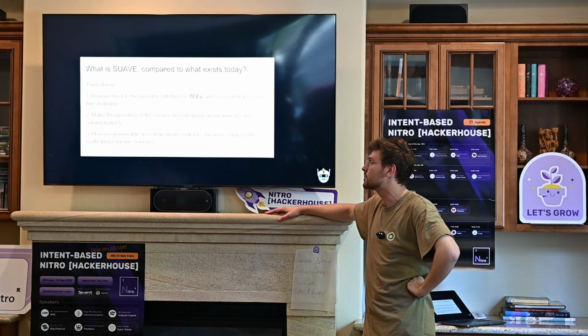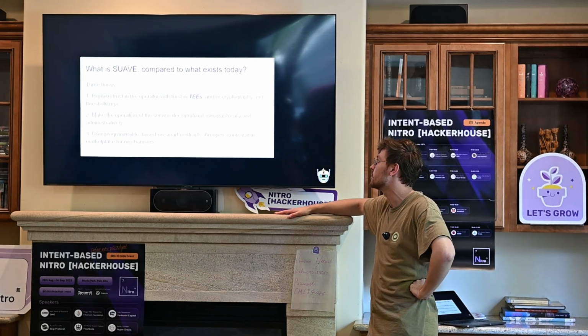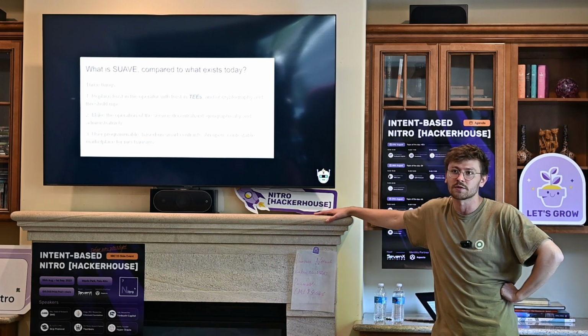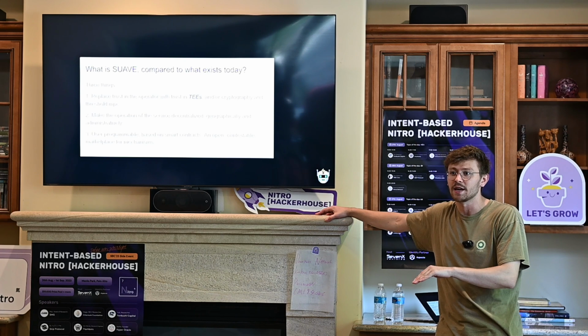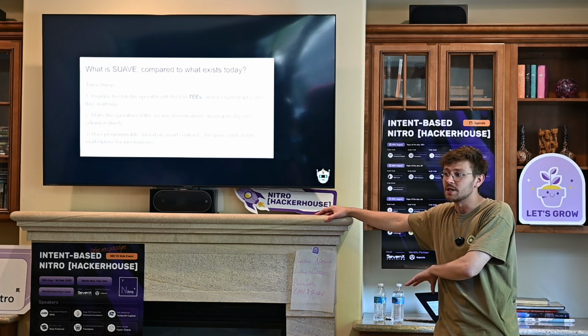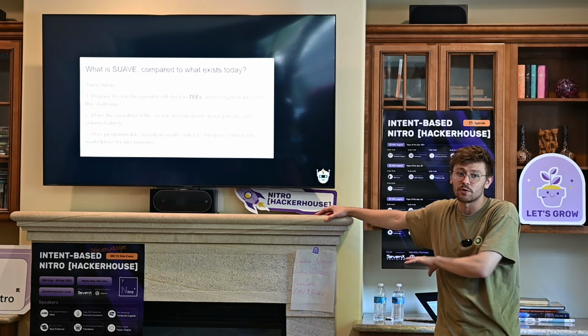Replace trust in operators with TEEs, maybe eventually threshold MPCs, some type of cryptography. I think if we had the exact same block building infrastructure as we have today, but it's on TEEs, I think we're in a radically better place.